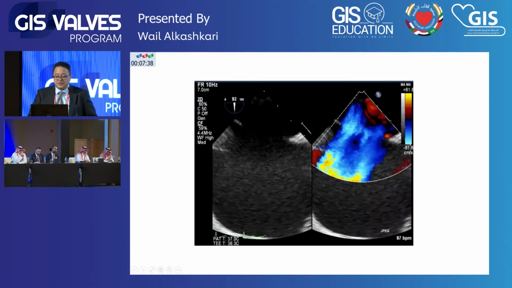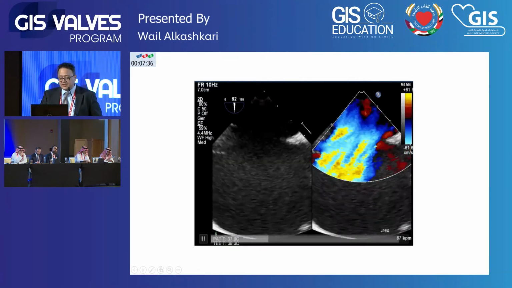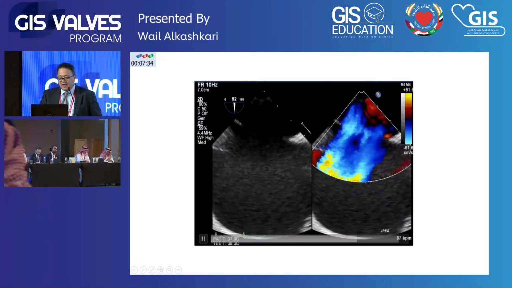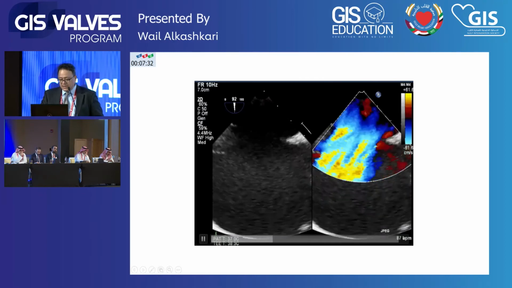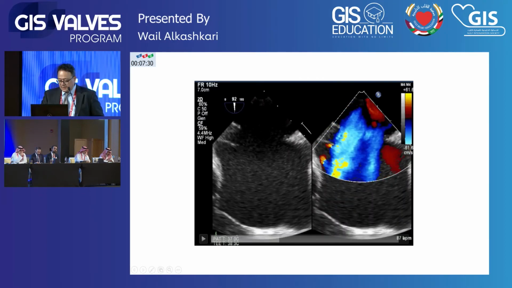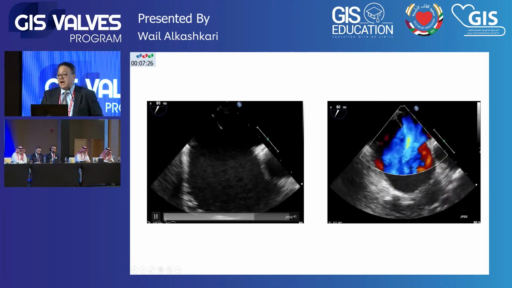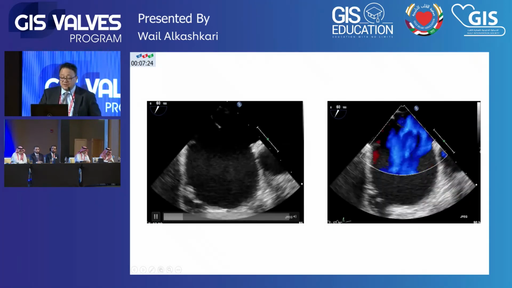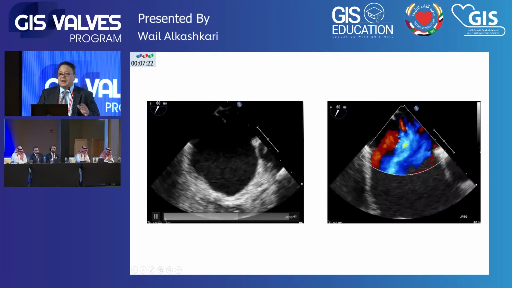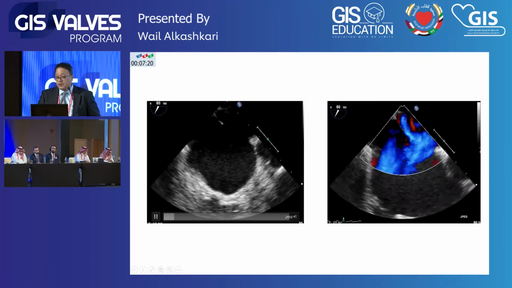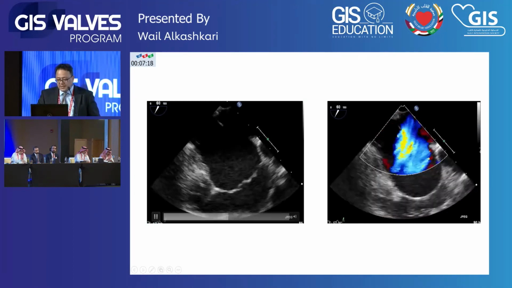This is a large defect of 30 millimeter. You can see this is the SVC rim here. And this is the IVC rim, it is flimsy. This is a short axis, it's flimsy. In such a patient, I advise the people who do the device with not a lot of volume or experience to use balloon sizing.